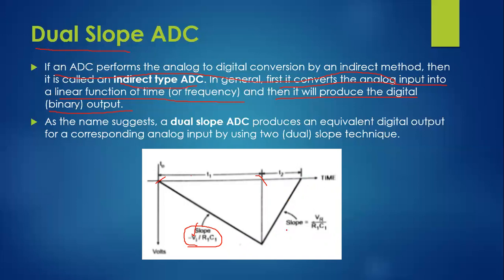whereas the other slope which produces the output signal is another slope which depends upon the reference voltage. The first slope depends upon the input voltage, whereas the second slope depends upon the reference voltage. So by combining these two, you will be getting the A to D conversion process. Hence the name dual slope A to D converter.